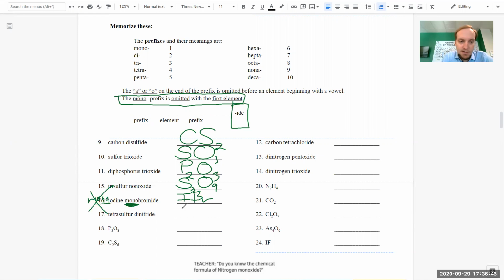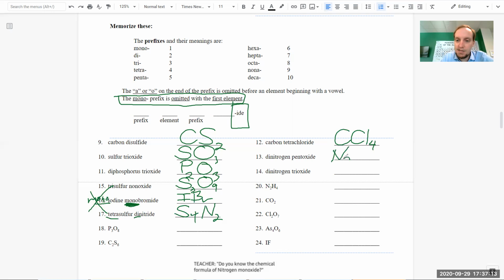Tetrasulfur dinitride. Sulfur, tetra means 4. Nitride is nitrogen, and there's 2 of them because there's di, and tetra means 4. So tetrasulfur dinitride. I'm going to go ahead and jump up over to here. Carbon tetrachloride. Carbon, again, no mono, so it's assumed to be just a carbon. Tetrachloride, chloride is Cl. Tetra means 4, so there's carbon tetrachloride.